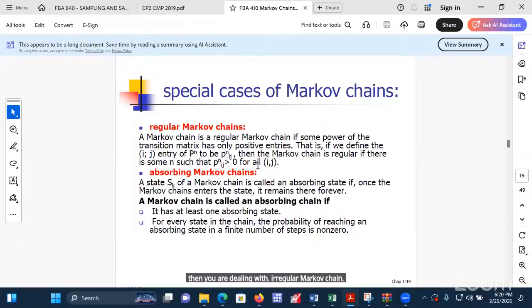I'll take it again. You have a transition matrix, and you raise it to the power of 2, for instance. That means P times P. If all the cells, all the probabilities inside that matrix, are greater than 0, and none of them is 0, then you are dealing with a regular Markov chain.